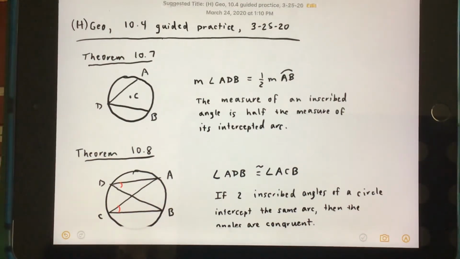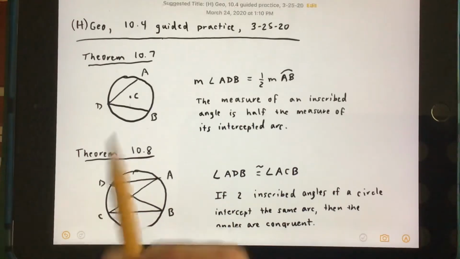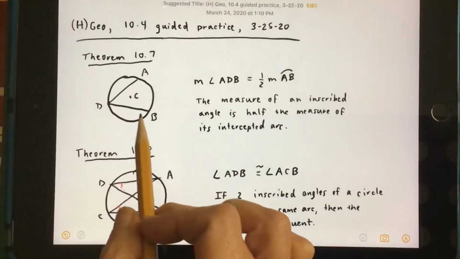We're going to take a look at our guided practice for lesson 10.4. And we're going to take a look at our theorems first, and then work some problems based on our new theorems. So looking at theorem 10.7, we're going to see an angle that we call an inscribed angle inside of our circle here.